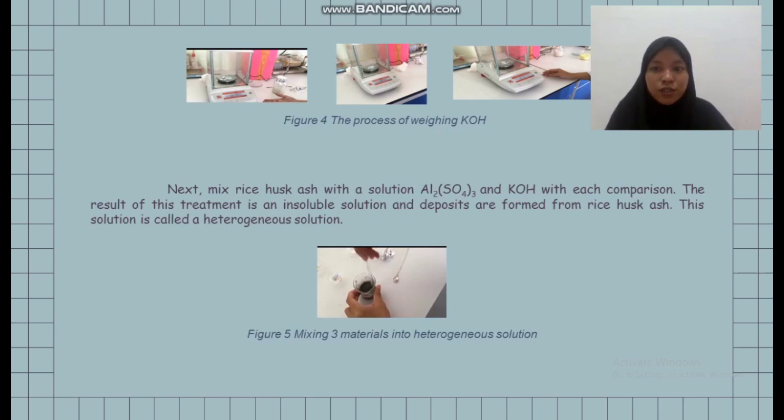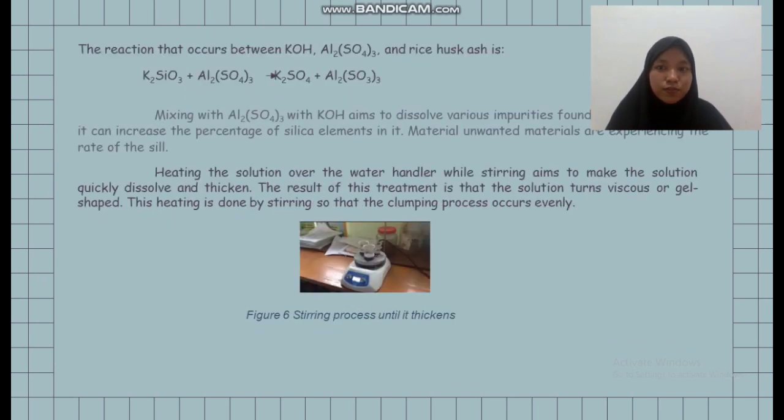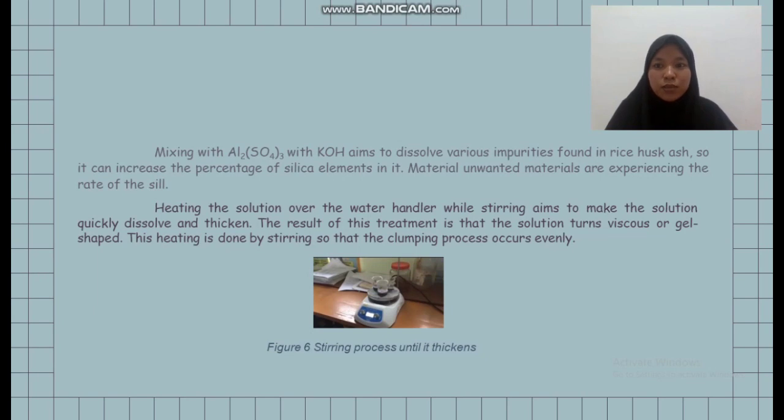The result of this treatment is an insoluble solution, and deposits are formed from the rice husks. The solution is called a heterogeneous solution. The next is mixing aluminum sulfate with potassium hydroxide, which aims to dissolve various impurities found in rice husks, so it can increase the percentage of silica elements in it. Materials and unweighed materials experience the same rate.